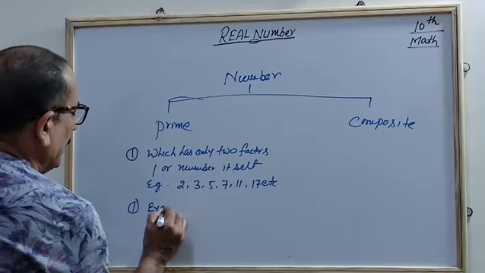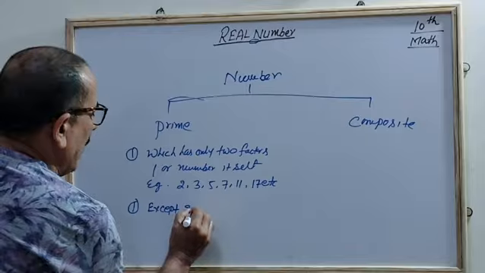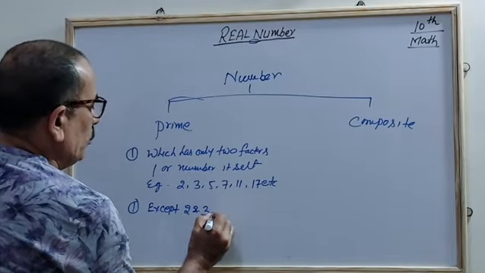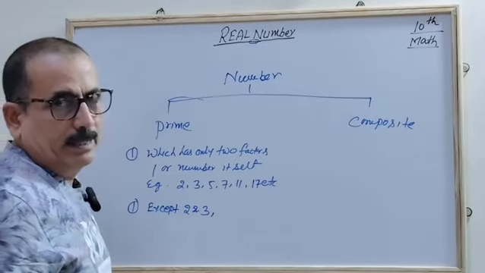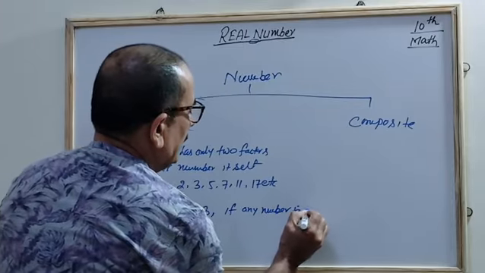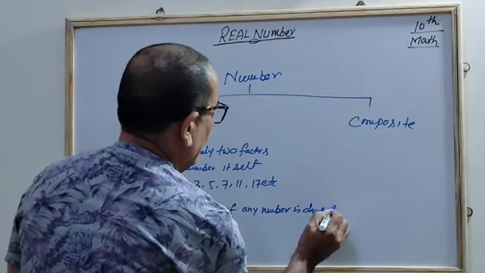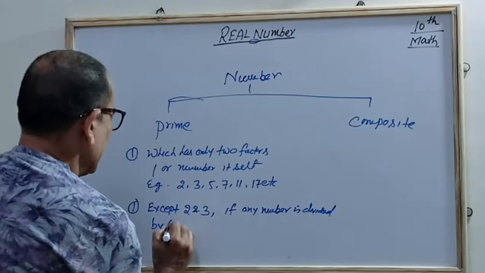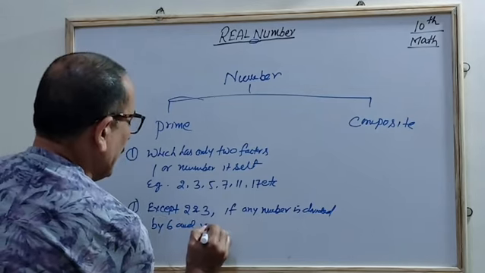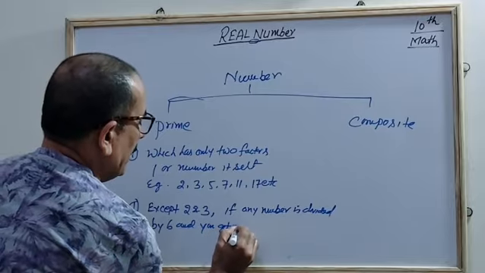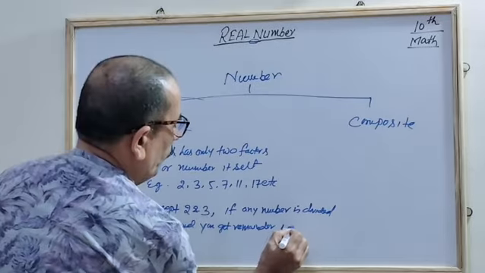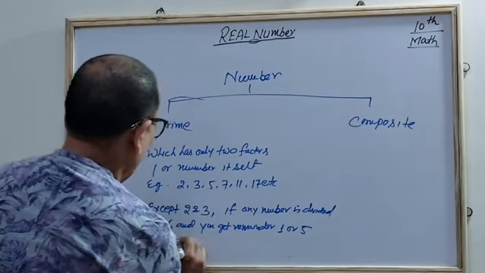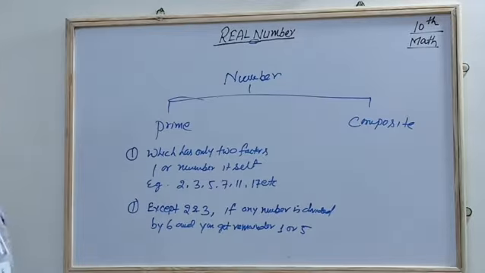Except 2 and 3, which are already prime numbers, you know it. If any number is divided by 6 and you get a remainder of 1 or 5, then it will be a prime number, correct?